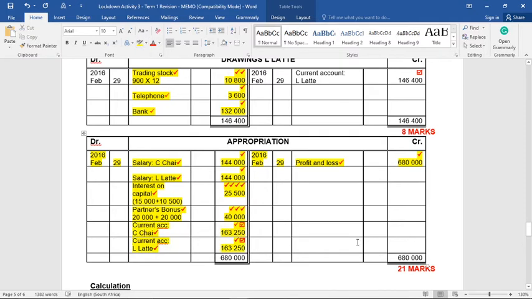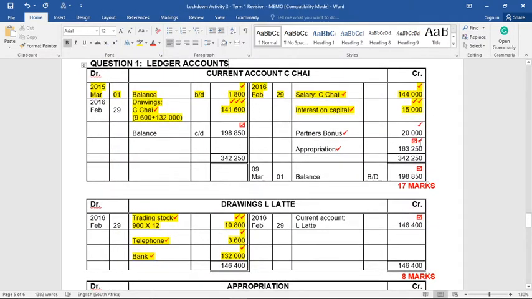Both of them get an equal additional share of remaining profits. Right, so at this stage, our appropriation account is going to be balancing at 680,000 on both sides, and the appropriation account is done. However, this 163,250 would also have to go to the credit side of each of their current accounts. Oh, there's also the bonus of Chai, which we forgot to put in as well. Beneath the bonus for Chai, appropriation, 163,250, and Chai has got his final share of profits.